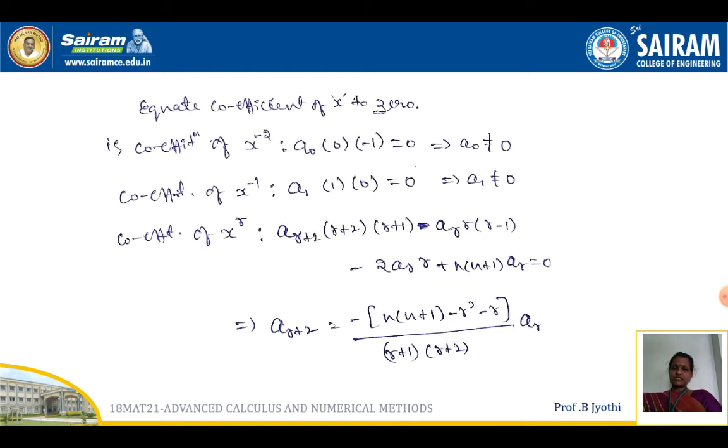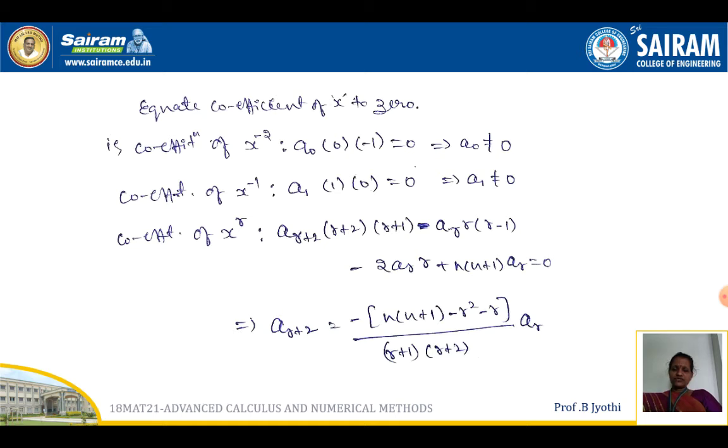Equate the coefficient of x to 0, that is, the coefficient of x power minus 2 will be a naught into 0 into minus 1, that is equated to 0, where a naught is not equal to 0. Coefficient of x power minus 1, that is a1 into 1 into 0, is equated to 0, and a1 is not equal to 0. Coefficient of x power r, that is ar plus 2 into r plus 2 into r plus 1 minus ar into r into r minus 1 minus 2 ar into r plus n into n plus 1 into ar is equal to 0.